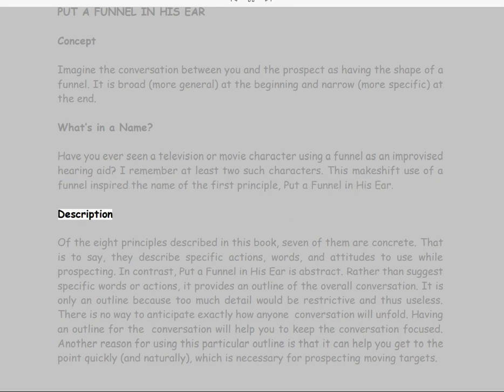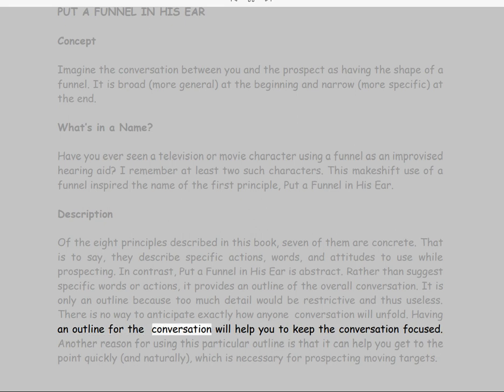Description. Of the 8 principles described in this book, 7 of them are concrete. That is to say, they describe specific actions, words, and attitudes to use while prospecting. In contrast, put a funnel in his ear is abstract. Rather than suggest specific words or actions, it provides an outline of the overall conversation. It is only an outline because too much detail would be restrictive and thus useless. There is no way to anticipate exactly how any one conversation will unfold.